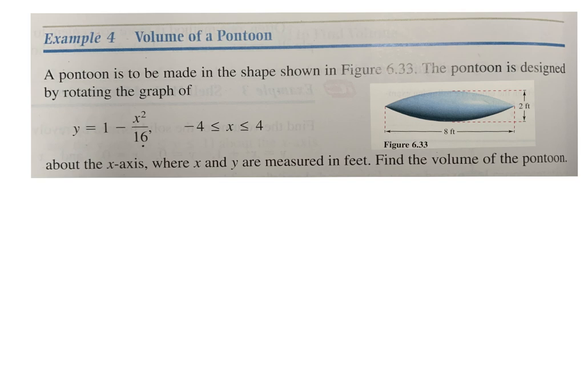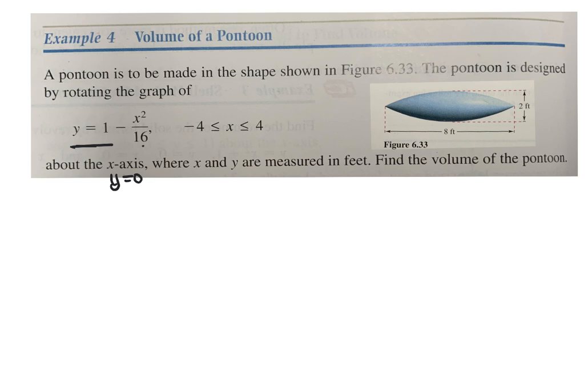The disk method is set up so that if you're revolving around y equals 0, your function needs to be in the y equals form. This is already set up this way, so I would use the disk method here. It's not even washer. I don't have a hole in this thing because it butts up next to the graph. My x-axis is y equals 0, and that lends itself to the disk method, pi r squared.